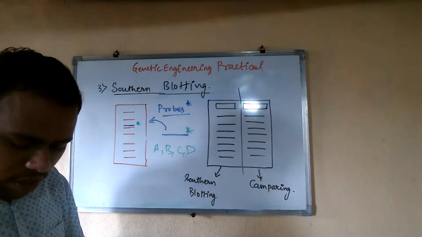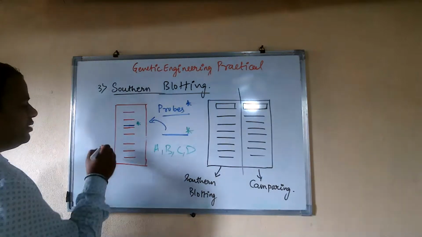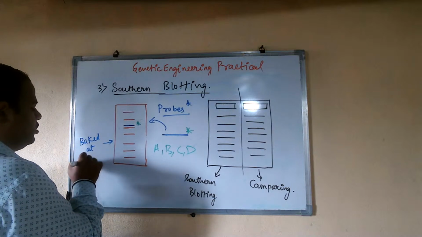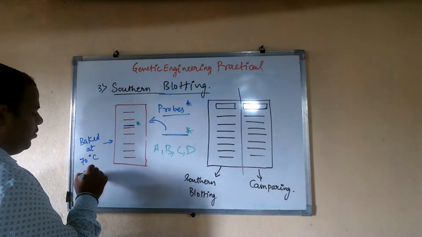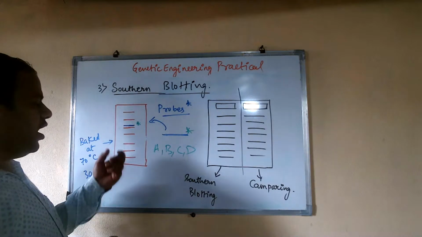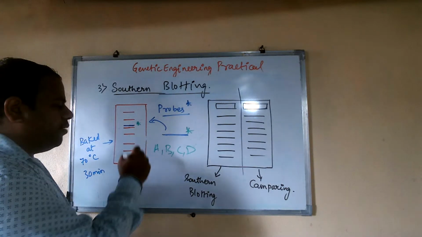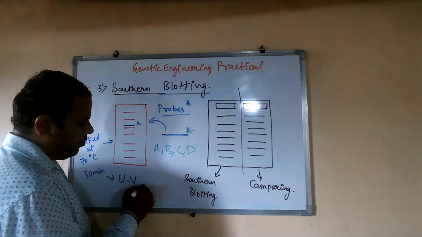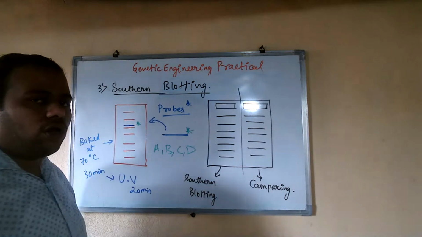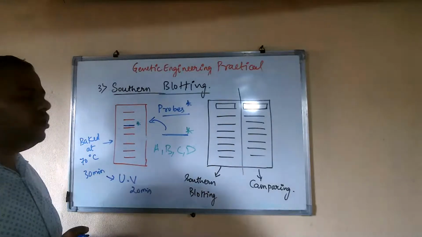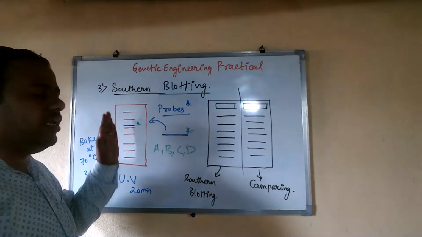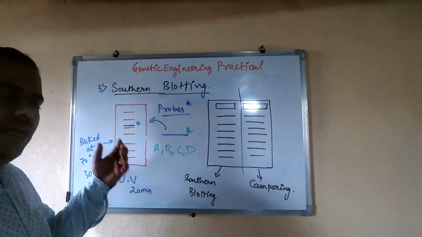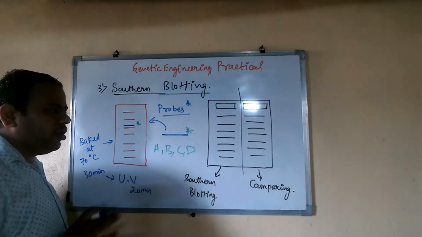First of all, before labeling, this membrane is baked at 70°C for 30 minutes. This baking ensures the immobilization of the DNA bands, and then it is exposed to UV for 20 minutes. The UV will form a cross-linking between the DNA bands and the nylon membrane, so the nylon membrane will have all the DNA bands immobilized. After that, the probe molecule is added, in radio label detection and in non-radio label detection also.